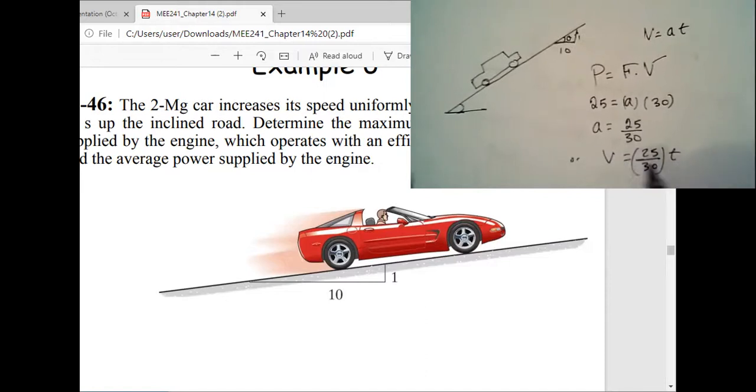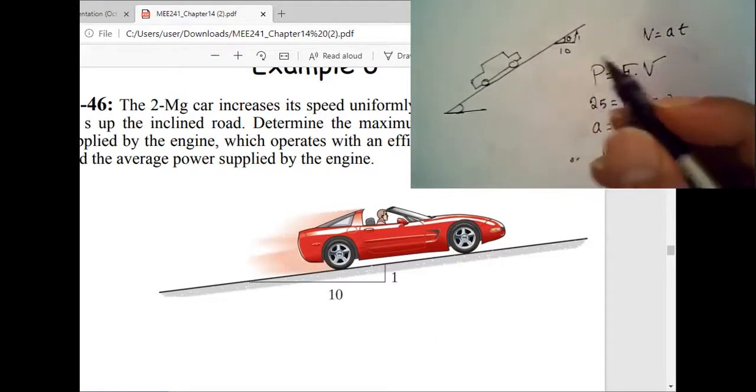When time is equal to 0, your velocity is 0. When time is equal to 30, your velocity is going to be equal to 25 meters per second. Okay, now we need to find the force. So we get the velocity as a function of time. Let's get the force as a function of time. How do I get the force as a function of time?